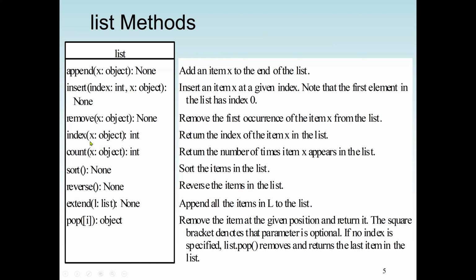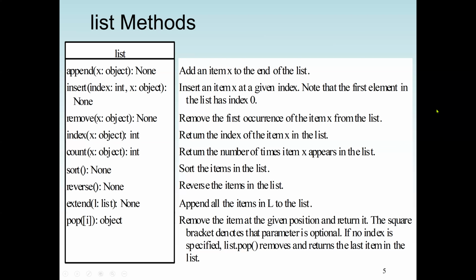Also, if we want to know the index, that's the position of an item, we can use the method index. Index is expecting a returning value of data type int, because indexes are always a whole number. So this will return the index of an item X in the list. The index is the position where the item X is.